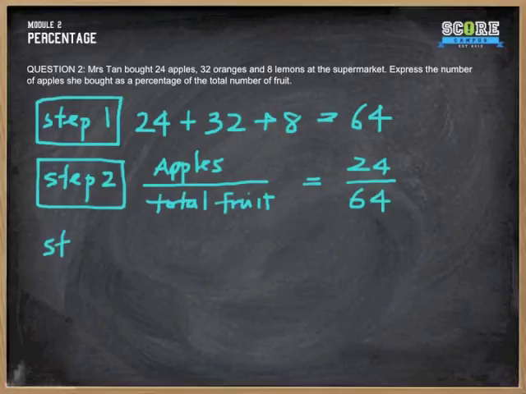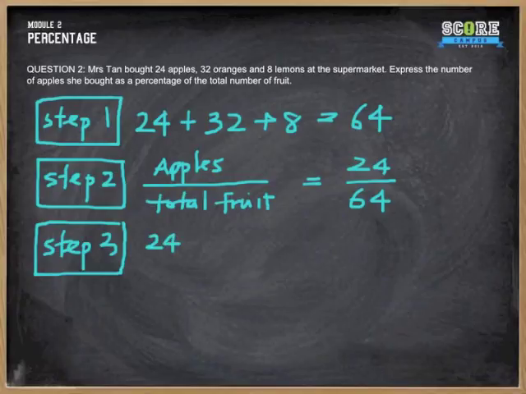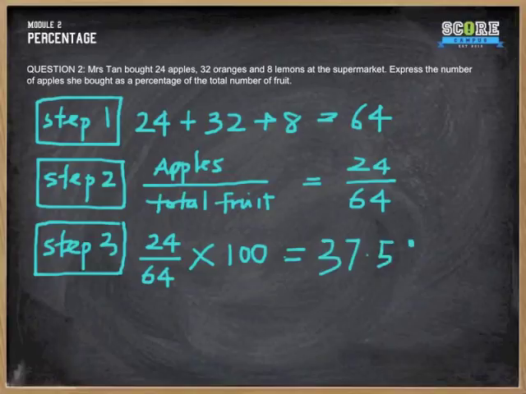Once again, we multiply this fraction by 100 to get your final answer, which will be as a percentage. So step 3, 24 over 64 multiplied by 100. When you do the mathematics on your little calculator, press your little buttons and you get 37.5%. Of course, you can do this without pressing your little calculator buttons as well. That is the final answer, and we will move on to question 3.